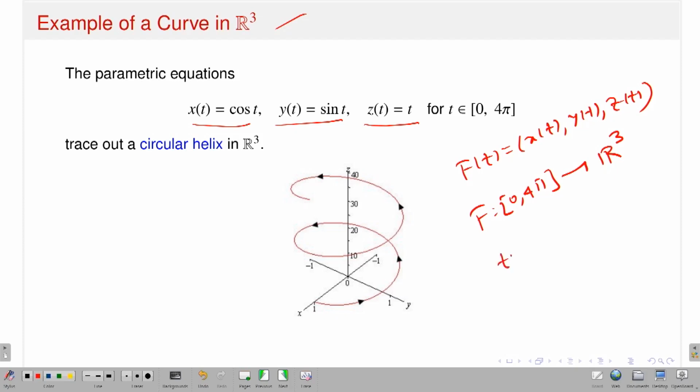Now, if I take t equal to 0, then what is my F(0)? Cosine 0 is 1, sine 0 is 0, and so F(0) is (1, 0, 0). That means I am starting with this point. And as t increases from 0 to 4 pi, it will go like that. This is the direction I have given. So this is called a circular helix in R3. If I have this parameterization, it will give a curve, and that curve in R3 is nothing but the circular helix.